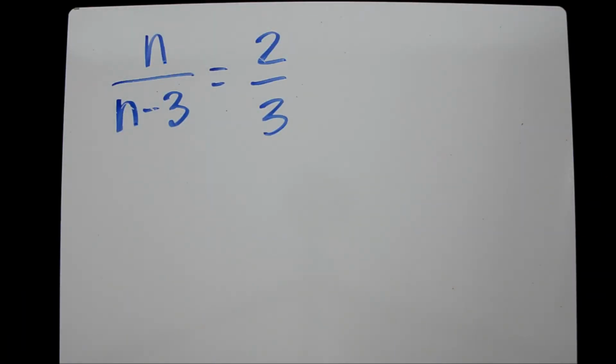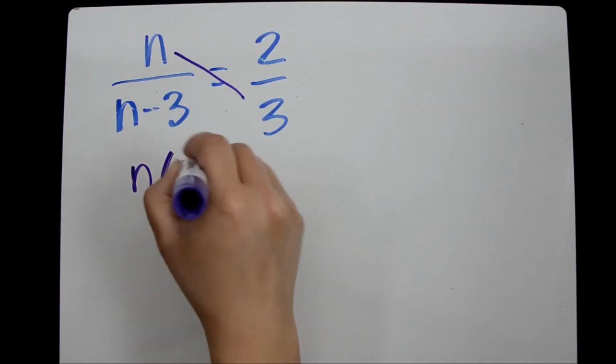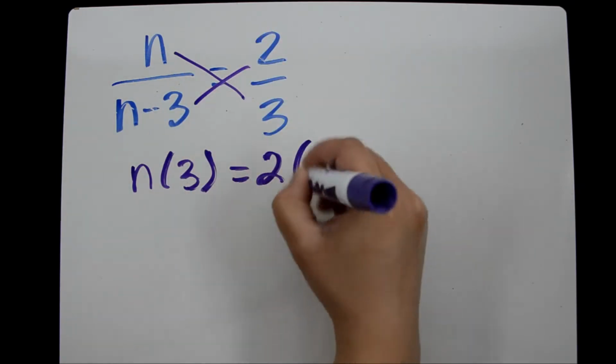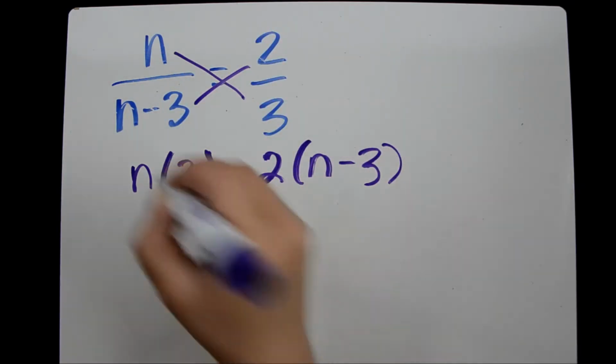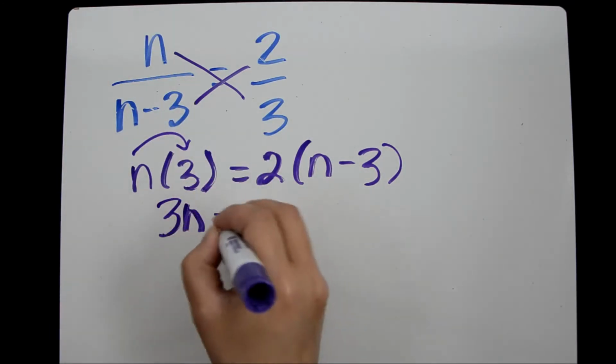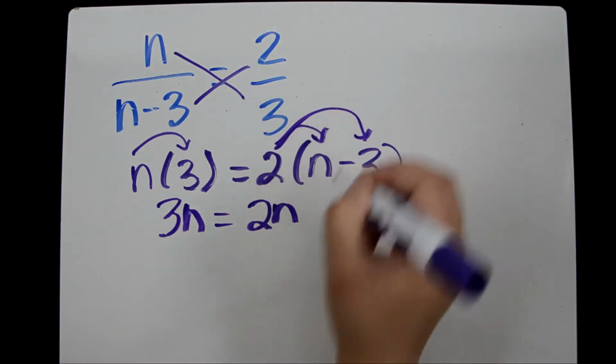So again, we're solving this proportion by using cross multiplication. So first we have n times 3, and then again here when we're multiplying n minus 3 times 2, I'm going to write the 2 first. N times 3 is 3n, and then when we distribute 2, 2 times n is 2n, 2 times negative 3 is negative 6.